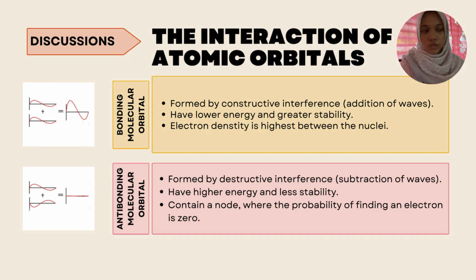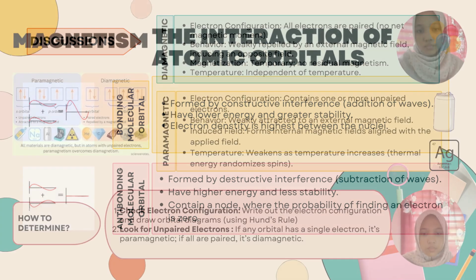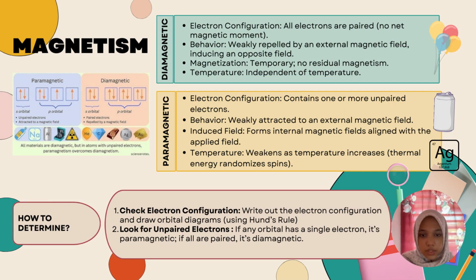The antibonding molecular orbital is formed by destructive interference, or subtraction of waves. Destructive interference is a decrease in amplitude, analogous to the decrease in electron density between two nuclei. Antibonding molecular orbitals have a higher energy and less stability, and contain a node where the probability of finding an electron is 0. Okay, the next topic is magnetism.